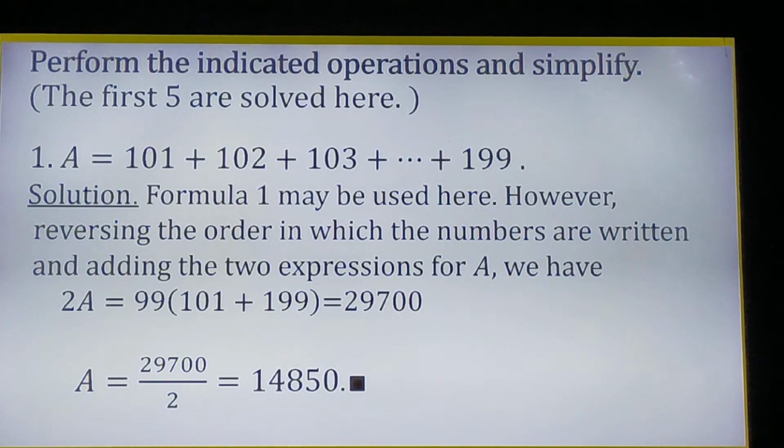reversing the order in which the numbers are written, meaning write A as 199 plus 198 plus 197 and so on until 101. And then we have 2 expressions for A, and adding the 2 expressions we get 2A equals 99. Since there are 99 terms, which is obvious from 101 to 199, and the sum is the same for its corresponding terms, 101 plus 199, which is 300.